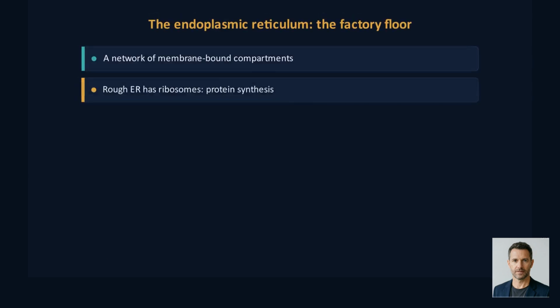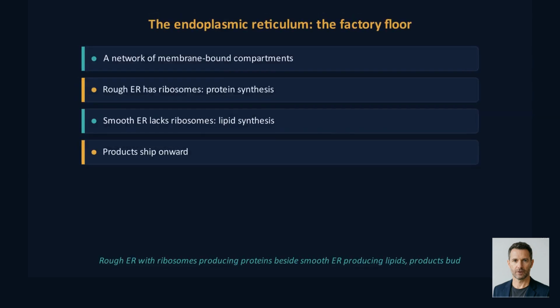The first station is the endoplasmic reticulum, a sprawling network of membrane-bound compartments that serves as the factory floor. It comes in two versions, and the simplest way to tell them apart is to look at their surface. The rough endoplasmic reticulum is studded with ribosomes, and it is involved in protein synthesis, which is exactly what those ribosomes are for. The smooth endoplasmic reticulum lacks ribosomes, and instead it is involved in lipid synthesis.